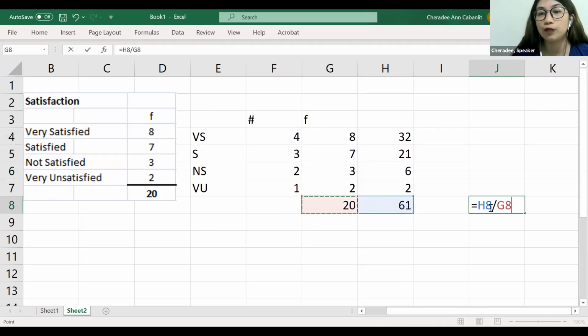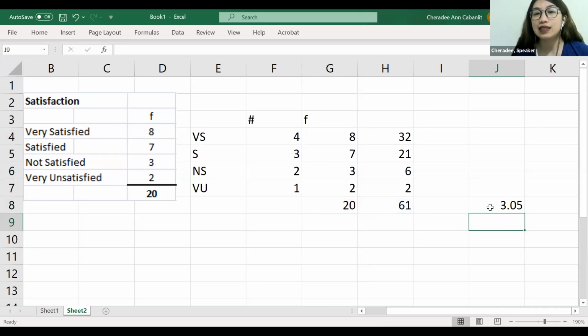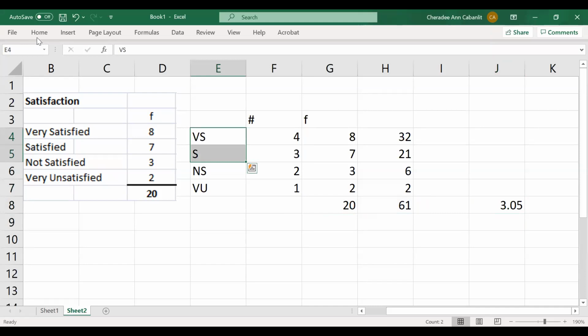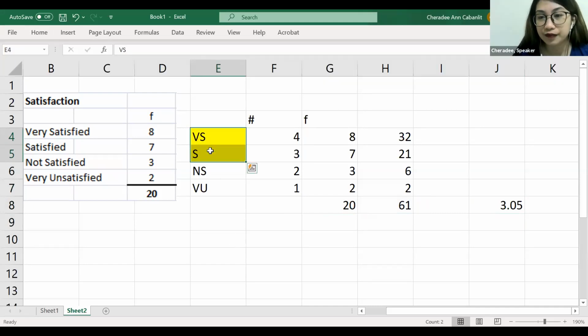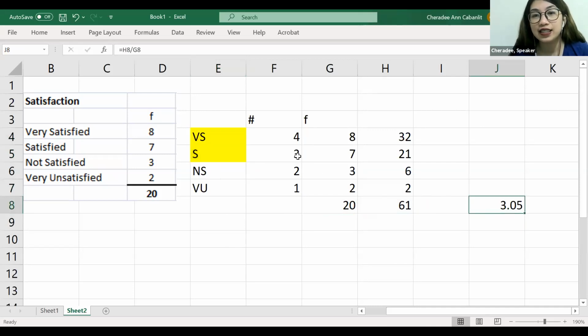Okay, so 61 divided by 20, that's 3.05. Meaning to say it is in between very satisfied and satisfied. So your score is in between here. Did you get it? So this is your weighted mean. Yes, it should really be 20.